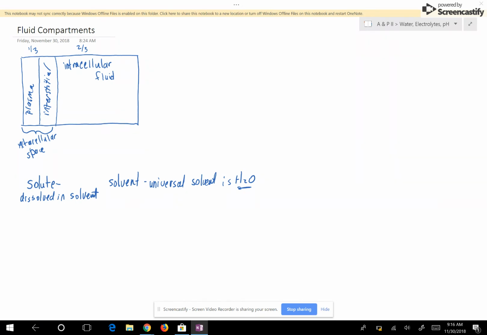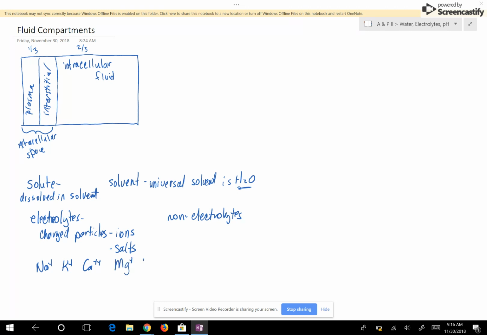So solutes are divided into molecules called electrolytes and non-electrolytes. Okay, electrolytes are charged particles, and we typically think of them as ions, and in chemistry a lot of times they're referred to as salts. Anything that you're going to say something ion is going to be an electrolyte. The most common ones, and we've used these all semester, are sodium, potassium, calcium, magnesium. Chloride would be a negative. Hydrogen ion, any of those things that are going to have a plus or minus sign after them are going to be charged particles, and we refer to those as electrolytes.